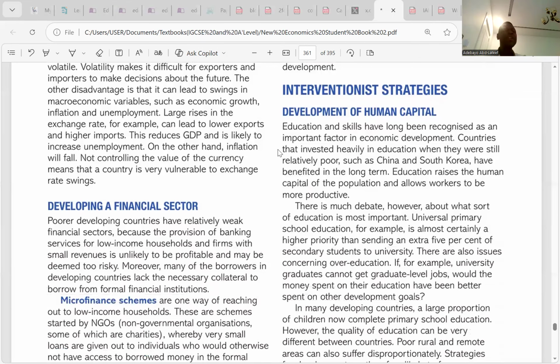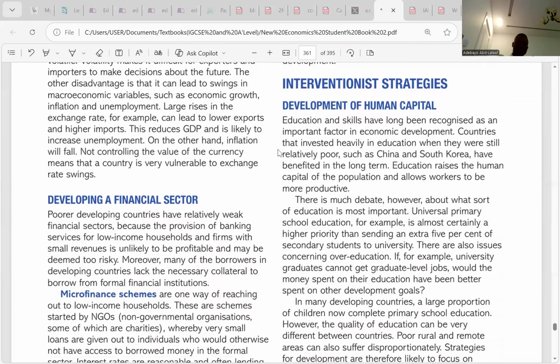Then the next one is developing the financial sector. The financial sector is crucial when it comes to the development of an economy, because without the financial sector, we don't even have a money system. It's the only way through which money can come in and go out of the economy. So I'm going to read further anyway.